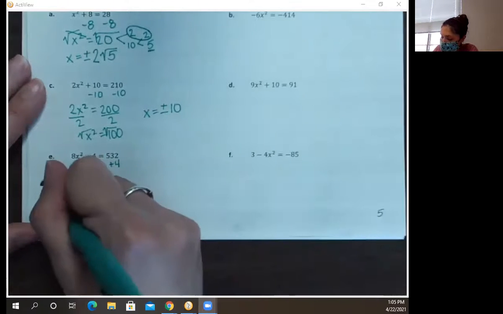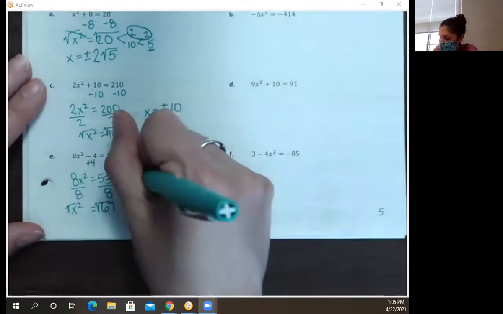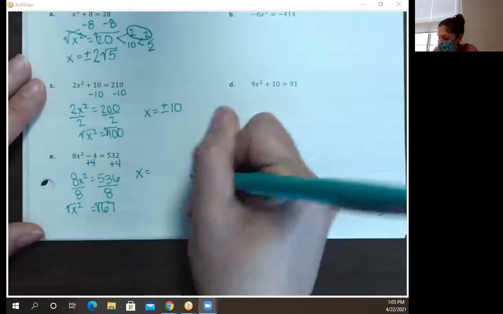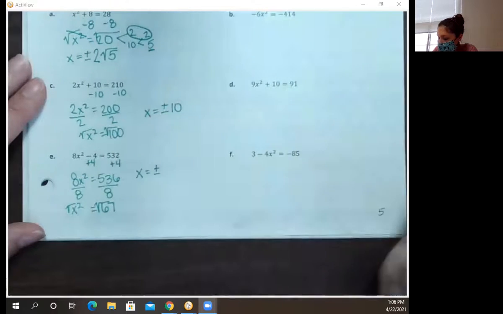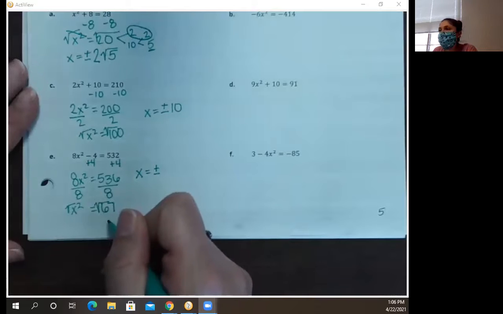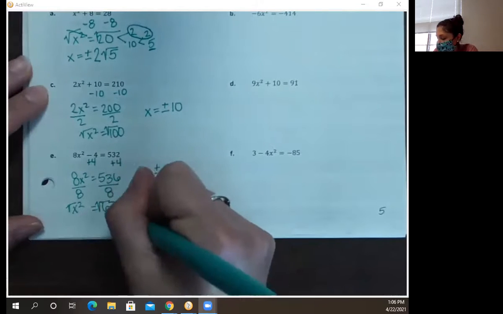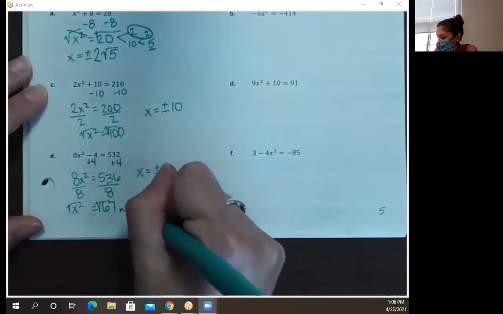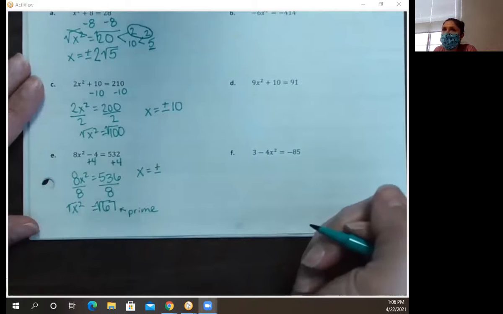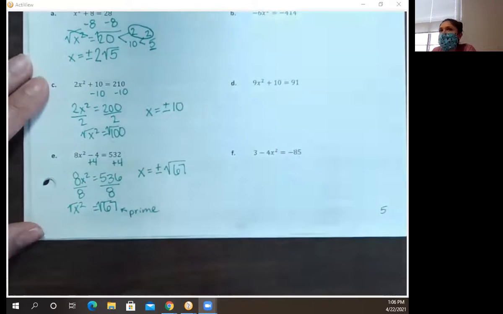And now we're going to take a square root. So I get x equals plus or minus. If I try to factor 67, I know it doesn't have a nice square root. I'm going to end up with 1 times 67 because this is a prime number. So I'm not going to be able to reduce that root. That means I'm just going to have to leave this as plus or minus the square root of 67.